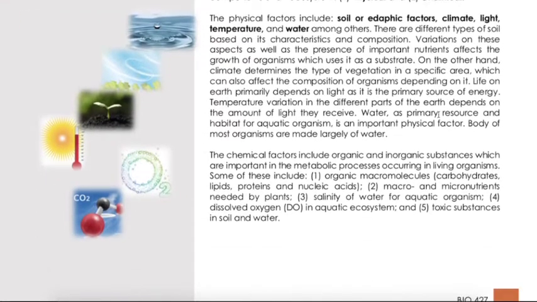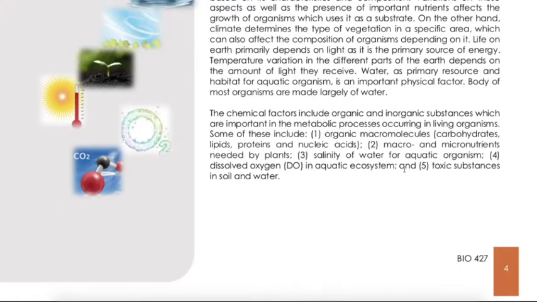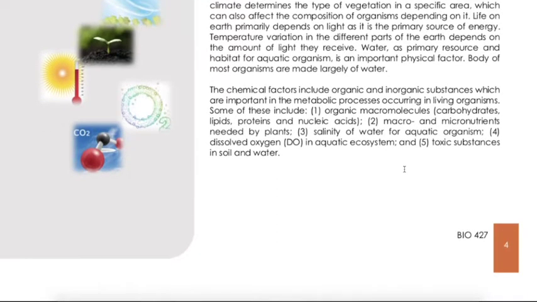So, aside from the physical factors, you have also the chemical factors, which include the organic and inorganic substances. So, these organic substances include the four macromolecules. You have carbohydrates, lipids, proteins, and nucleic acids. And another one is the macro and micronutrients, which are needed particularly by plants in order for them to survive or for their growth and development.